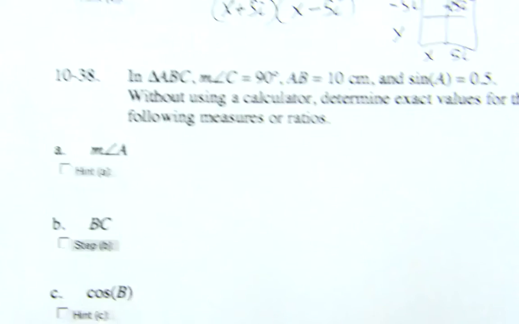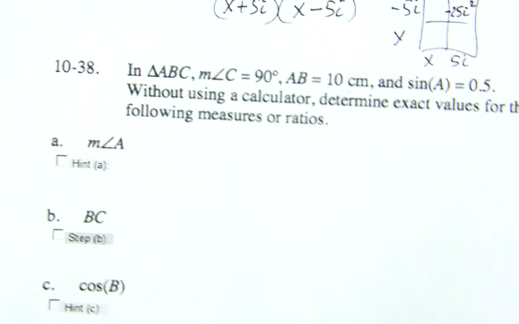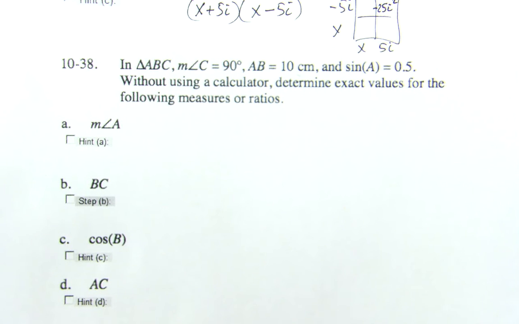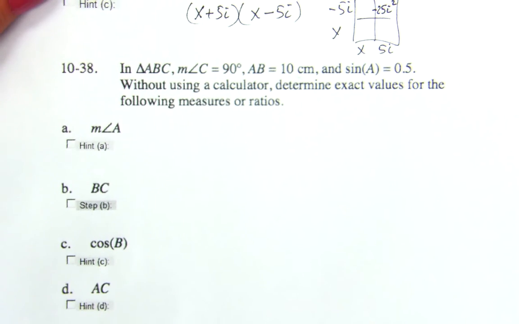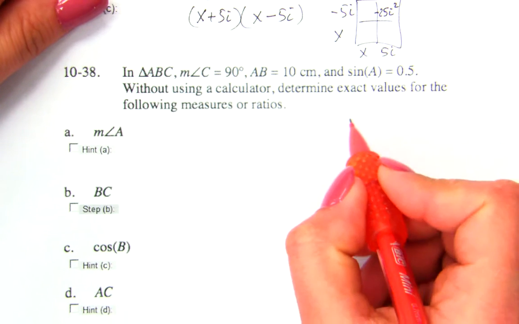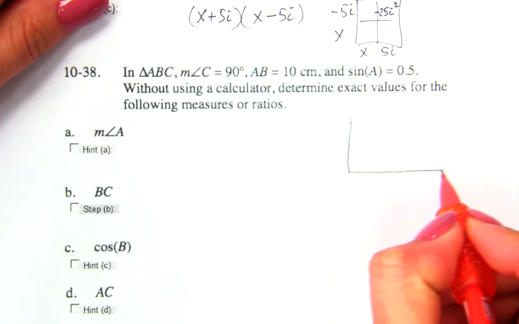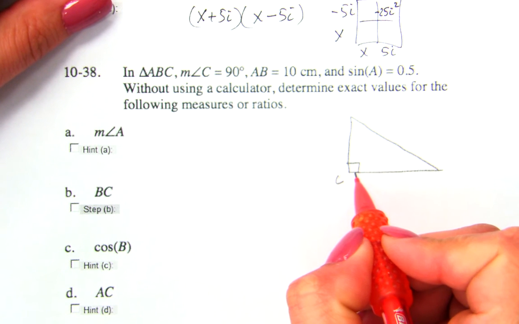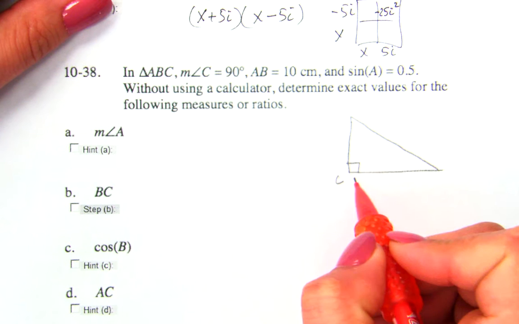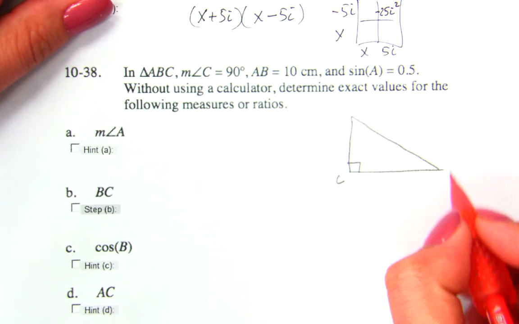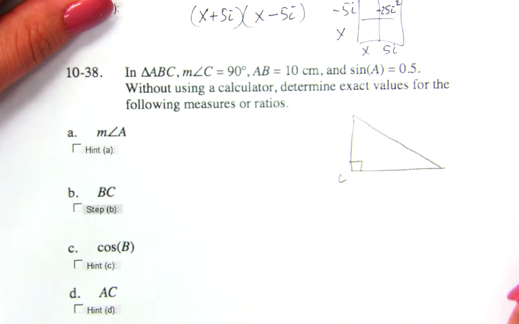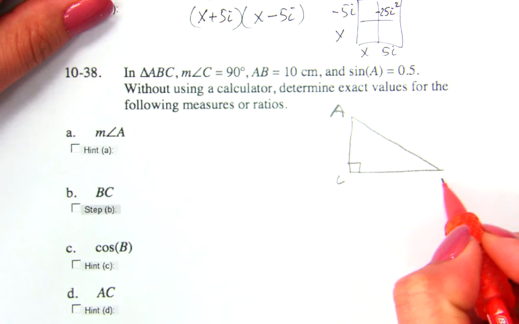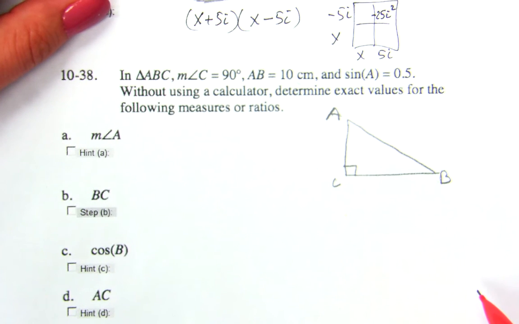Okay, 38. In triangle ABC, measure of angle C is 90 degrees. AB is 10. Sine of A is 0.5. Okay, I'm going to draw a picture because this will probably help a little bit better. Okay, so C is the 90-degree angle. I'm assuming this is A. All right, well, we'll see what happens. I don't think it's going to go wrong, but we'll see what happens.